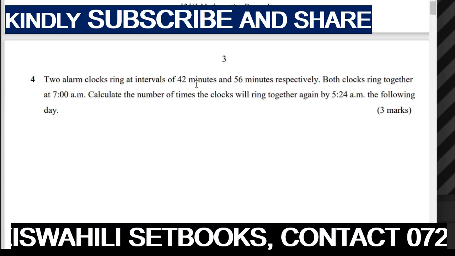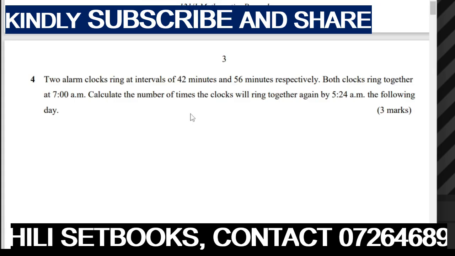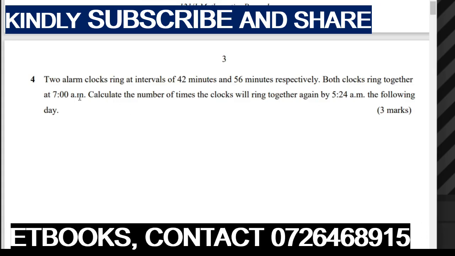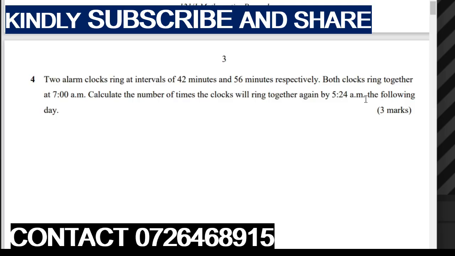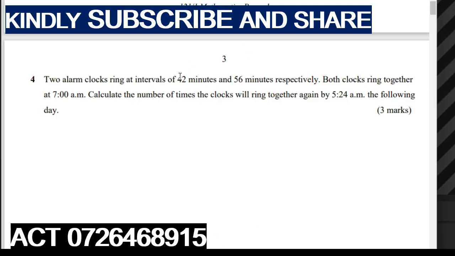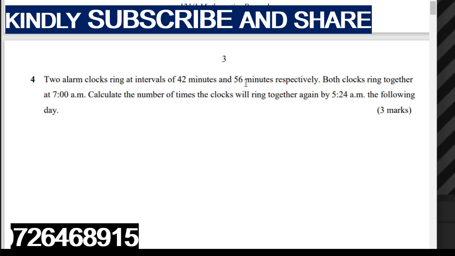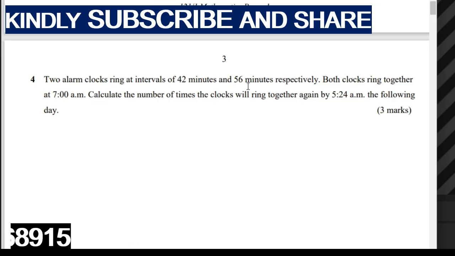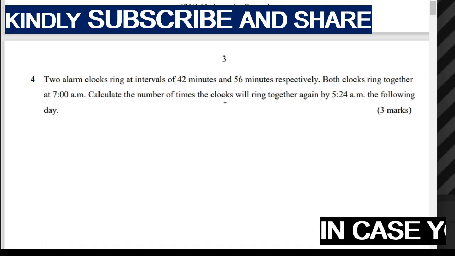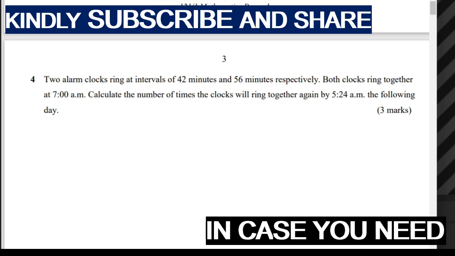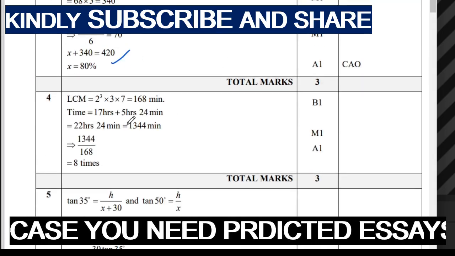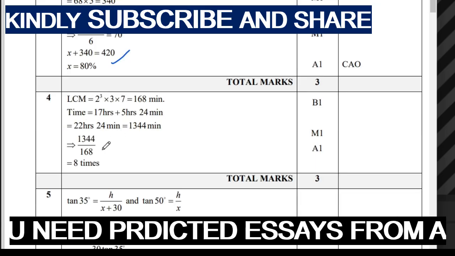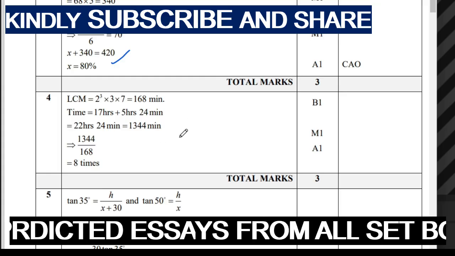Two alarm clocks ring at intervals of 2 and 5 minutes respectively. Both clocks ring together. Calculate the number of times the clocks will ring together again by this time. First get the LCM and find the time they will take to ring for the first time, and then subtract this time from here to find out how long they took to ring together. So you find the LCM, subtract the time, then divide, and you are done.